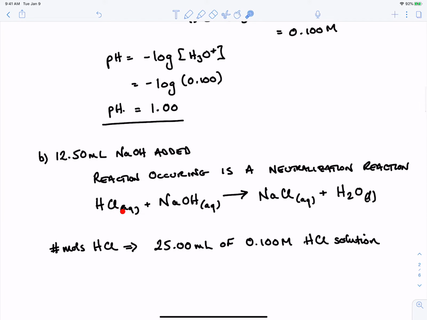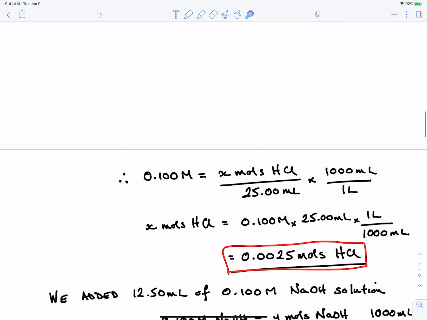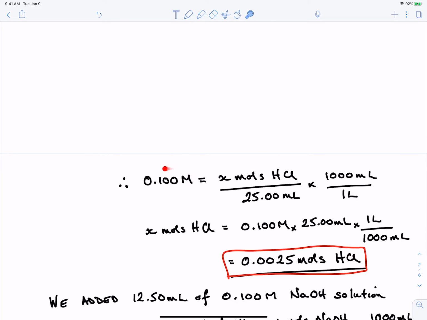So how much HCl do we have? Well, the number of moles of HCl we can calculate. We're told that we have 25 mL of a 0.100 molar solution of HCl, and by doing this we can use the molarity, which is the number of moles of HCl divided by volume. Of course, this volume is in millilitres, so we need to convert it to litres by using a conversion factor. These millilitres cancel out, and we end up with moles over litres. Now what we're going to do is rearrange this to find x moles of HCl.